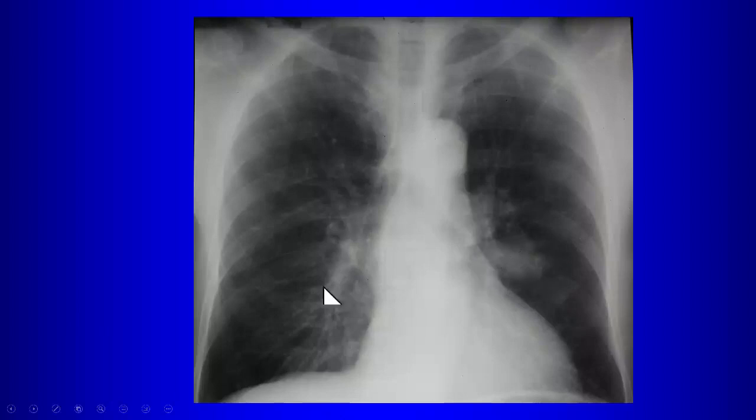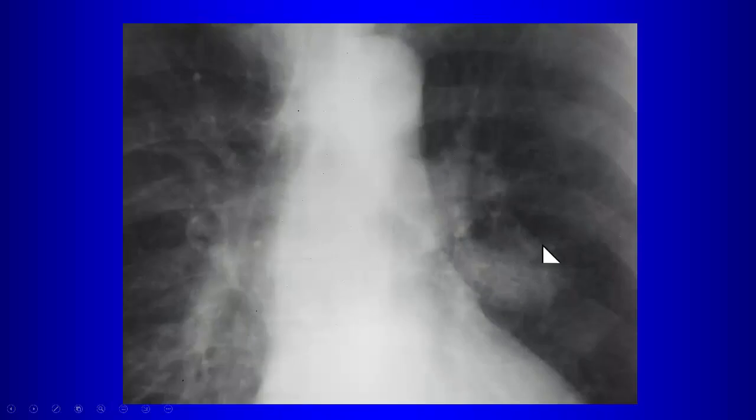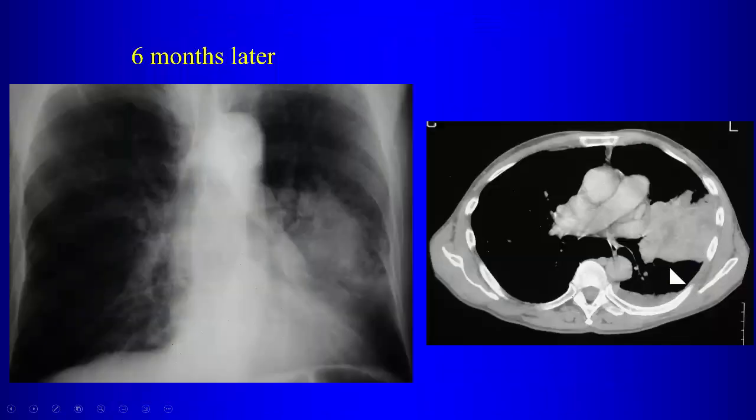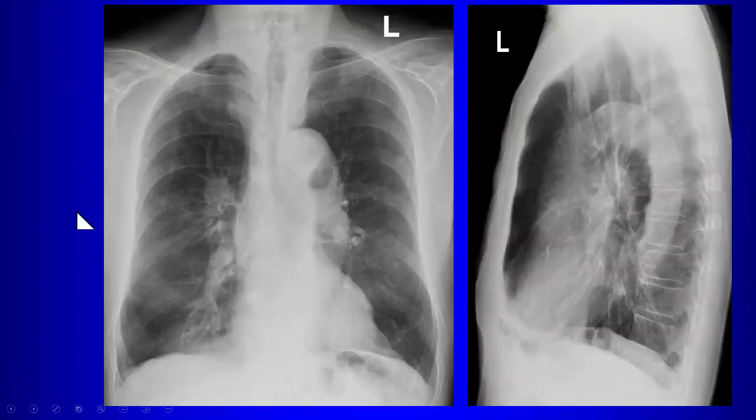So vessels should be smooth. You see how smooth those vessels are? Nothing's bulging, but you've got something round over here that's obscuring the vessels. Something is obscuring the vessels there. Okay? Here's a close-up. There's a mass here. 6 months later, it's a big tumor. Okay. How about this one?